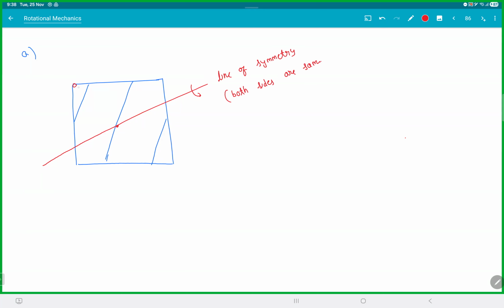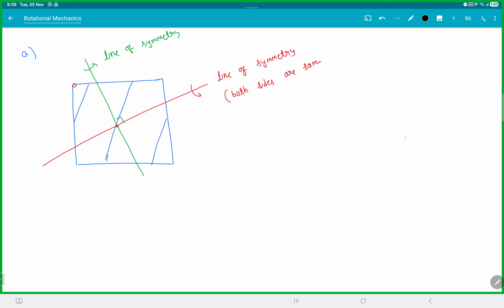Look at this. This point is the perpendicular distance. If you take this point, this is the perpendicular, and they all have the same perpendicular distances. That means if I draw one more line like this, perpendicular to this, that is also a line of symmetry. So in a square plate, if you draw any line passing through the center, they all are identical.